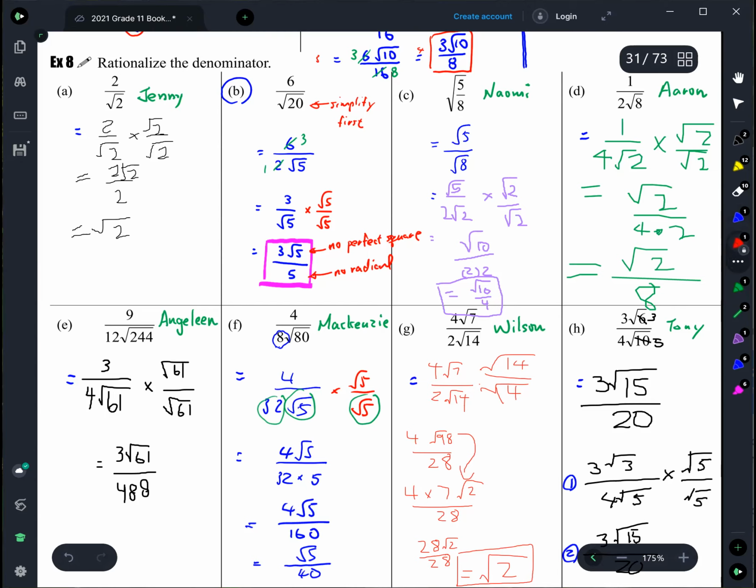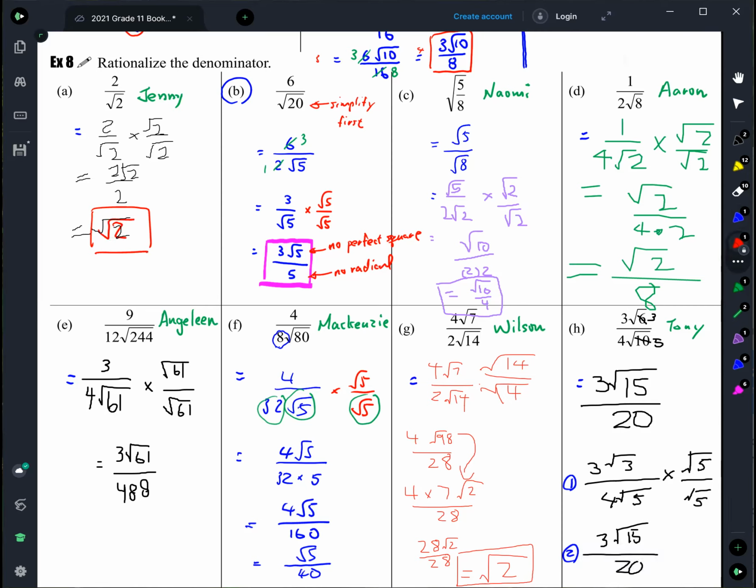All right, for the steps, I will look over them right now, to see if there's anything we can do to make the steps faster. So let's go over question A. Nothing much you can do at first, right? You just multiply by the same square root. Okay, so that one looks fine. The answer is just root 2.